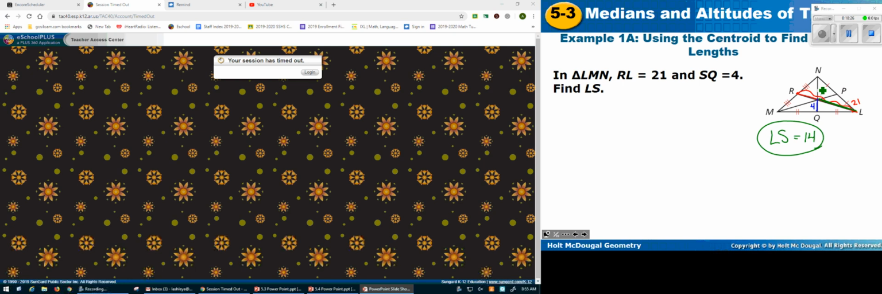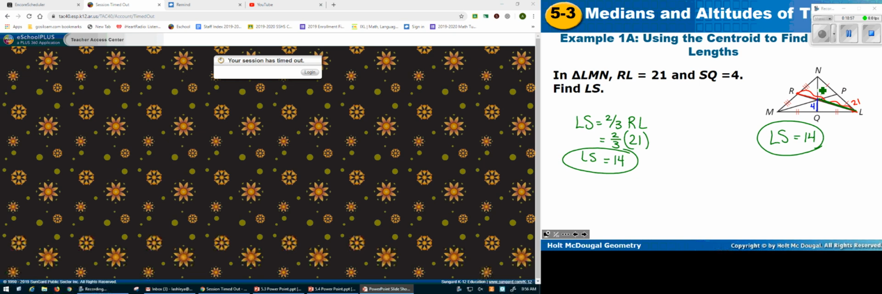Or if you need an equation, you can say LS is equal to 2/3 of the whole thing, RL. And then you can plug in what they give you. RL is 21, and so you can do 2/3 of 21. 3 goes into 21 7 times. 7 times 2 is 14. So if you need an equation, write an equation. If you can just think about it mathematically, that's okay as well. Any questions on the first one?